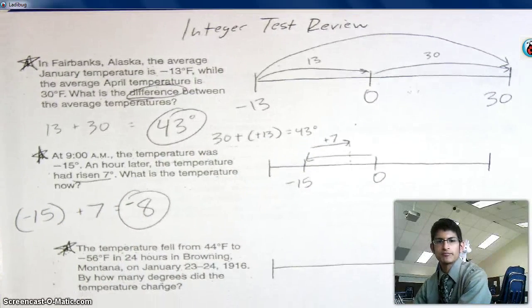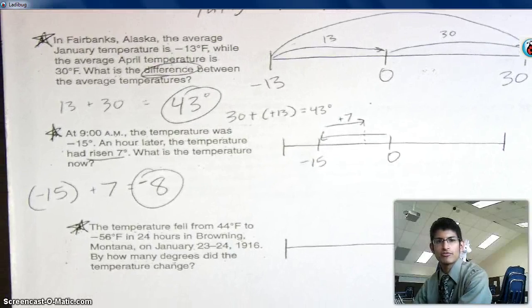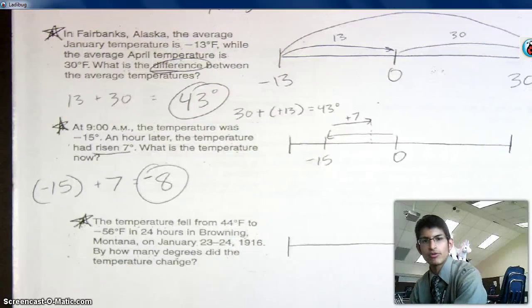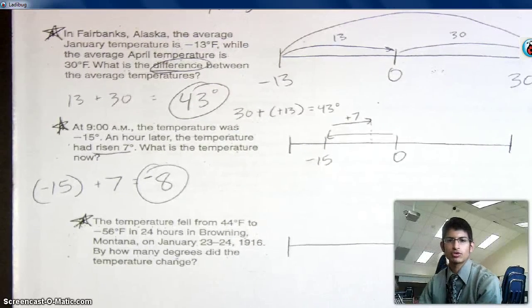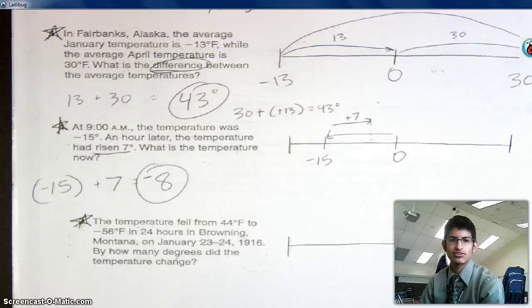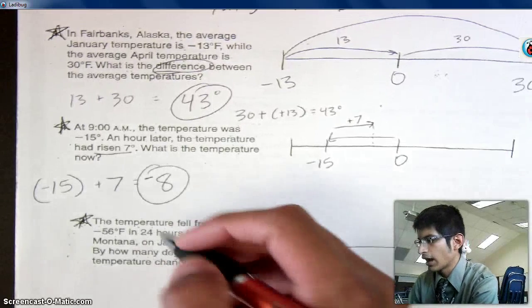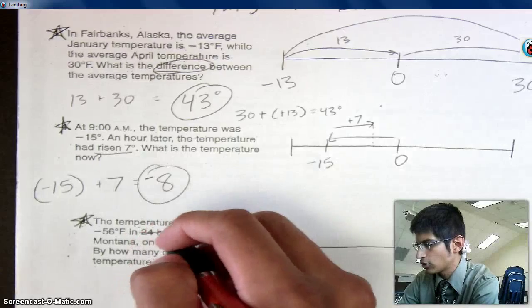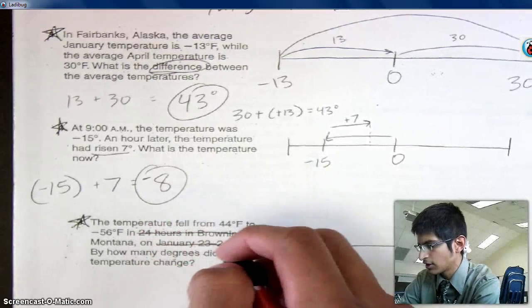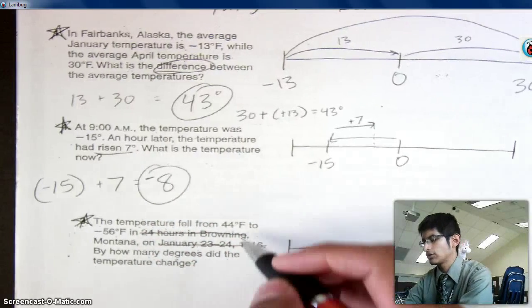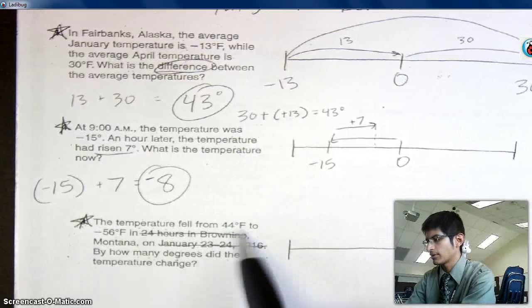On number 3, the temperature fell from 44 degrees to negative 56 in 24 hours in Browning, Montana on January 23rd and 24th, 1916. By how many degrees did the temperature change? As you can see, they give you a lot of numbers you don't really need. You don't need to know in 24 hours and on these dates. So kind of cross through all that stuff. What you really need to know is how far are these two numbers away from each other.